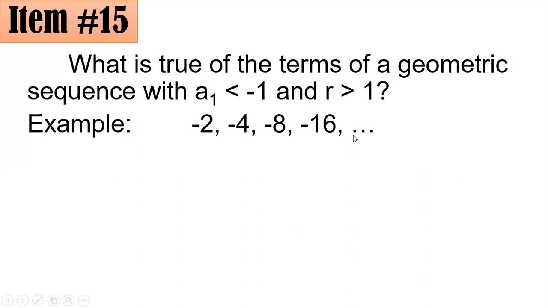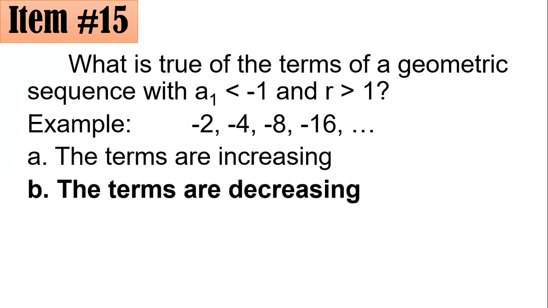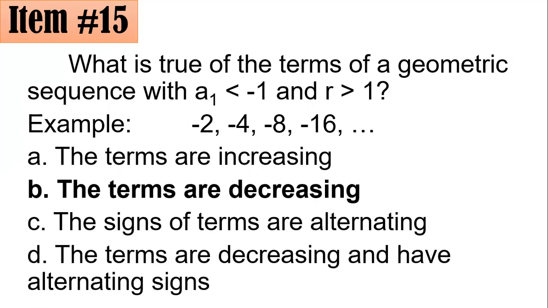If you could see, the terms are increasing? No. The terms are in fact decreasing. And that is letter B. The terms also are not alternating because in this case, they are all negative. So B is the correct answer here. 16.